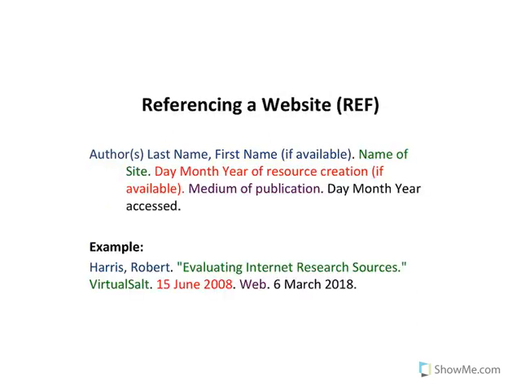If you're going to reference a website, again it's slightly different to when you reference a book or a journal. So here are the ways that you can do it. You've got an author's last name, first name, name of the site, the day, the month and the year of resource creation if it's available, medium of publication, so that's going to be web, and then the day, the month and the year that you accessed that. Again, you can use this example to help you here. Please also note you've got the indentation underneath the author's last name.